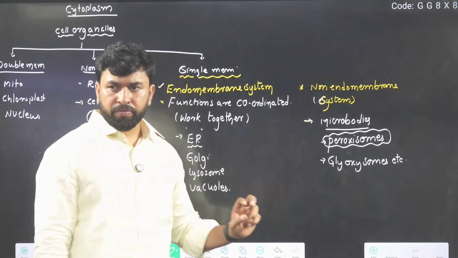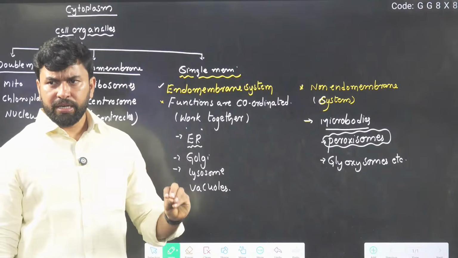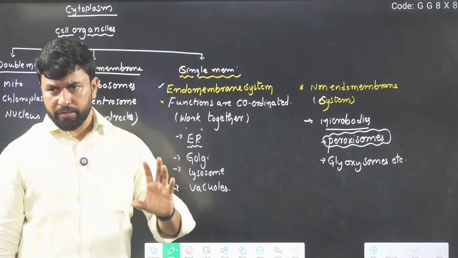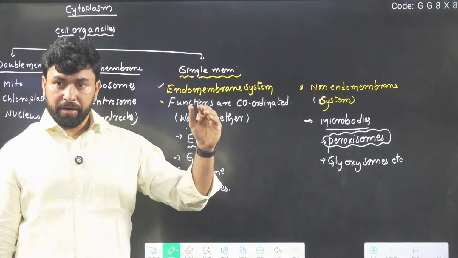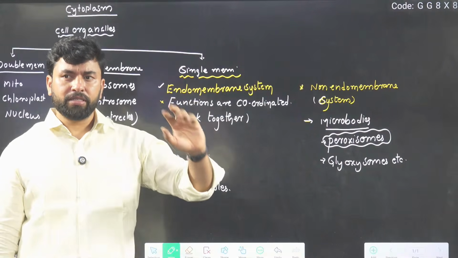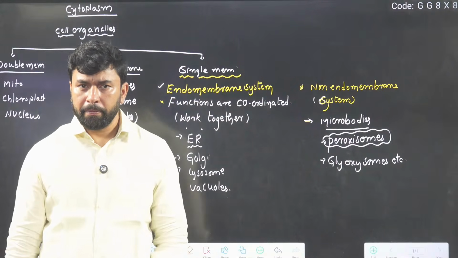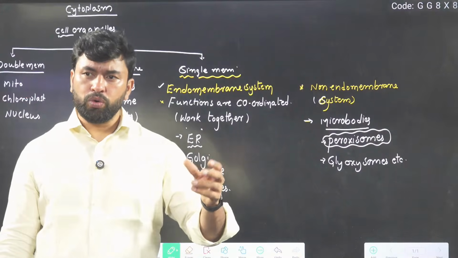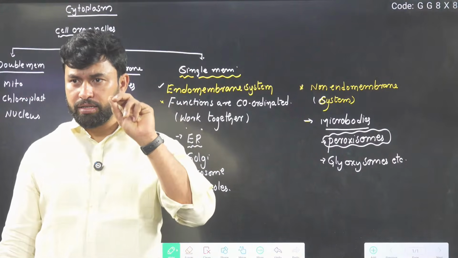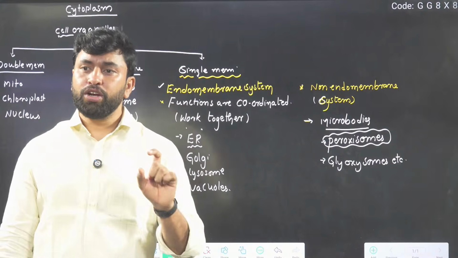Anyhow, observe. It doesn't matter whether it's single membranous or double membranous. If any cell organelle could work independently, that would be considered as a non-endomembrane body. If it works in association or in coordination with other cell organelles, that should be considered as an endomembrane body.